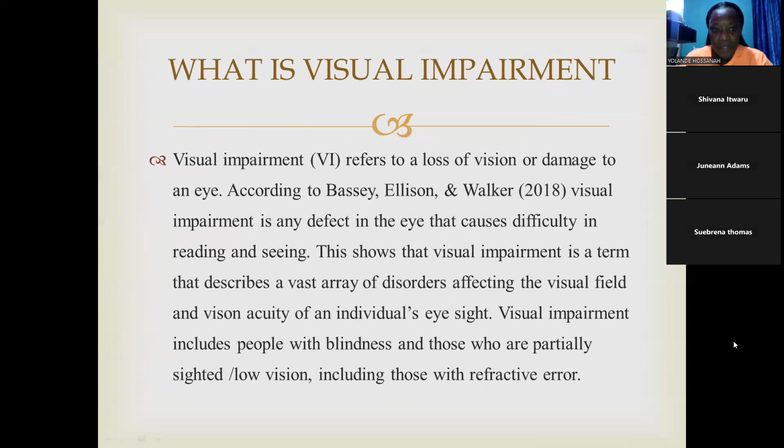What is visual impairment? Visual impairment, or VI, refers to a loss of vision or damage to an eye. According to Bassi, Ellison, and Walker 2018, visual impairment is any defect in the eye that causes difficulty in reading and seeing. This shows that visual impairment is a term that describes a vast array of disorders affecting the visual field and visual acuity of an individual's eyesight. Visual impairment includes people with blindness and those who are partially sighted or have low vision, including those with refractive error.